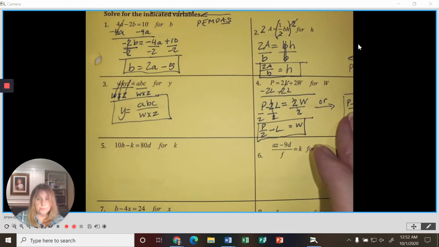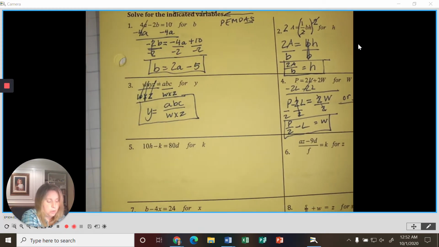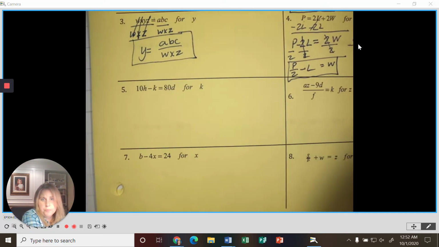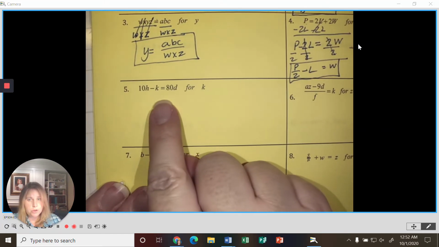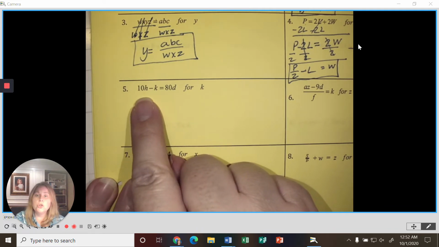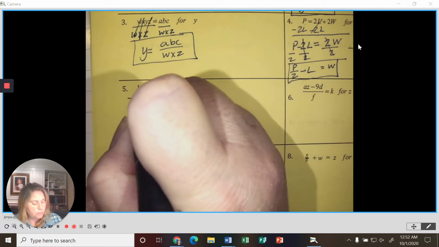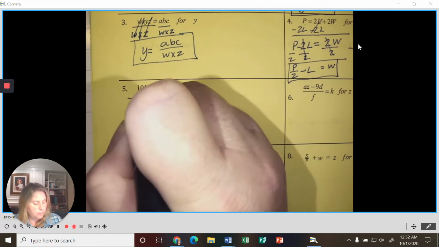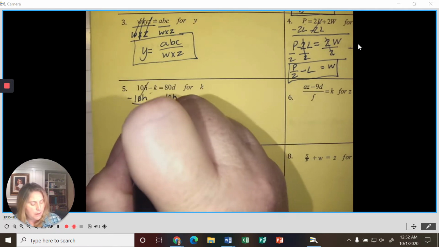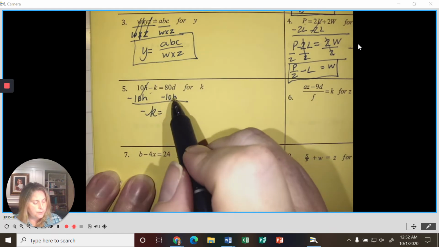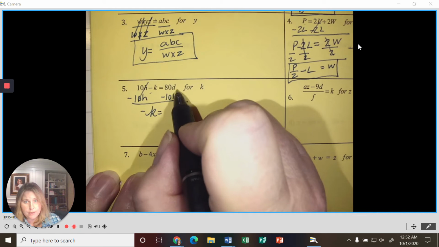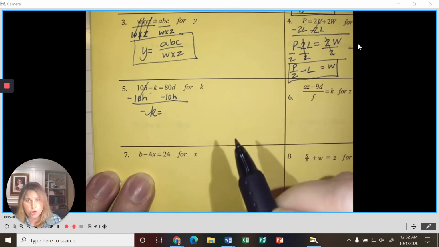Number 5, 10h minus k equals 80d, and we are being asked to solve for k. So we will ask ourselves, is anything being added to or subtracted from the k term? Yes, there's a 10h, so we will subtract 10h. And 10h minus 10h is 0. This leaves us with negative k equals 80d minus 10h. And I'm going to leave it that way because d comes before h alphabetically.